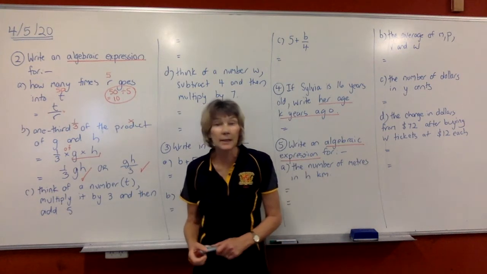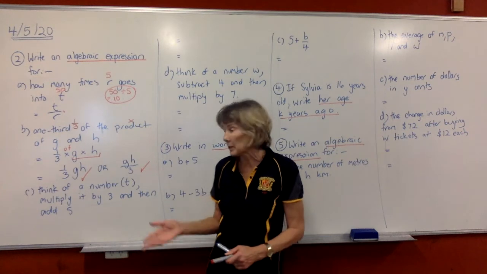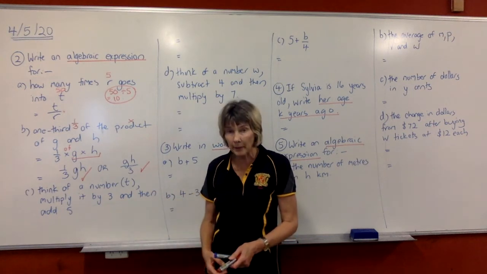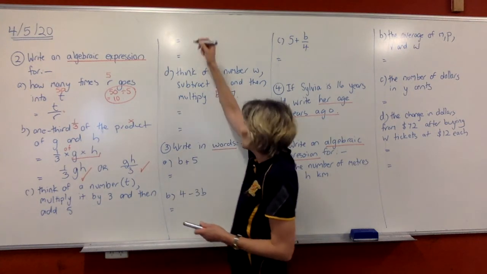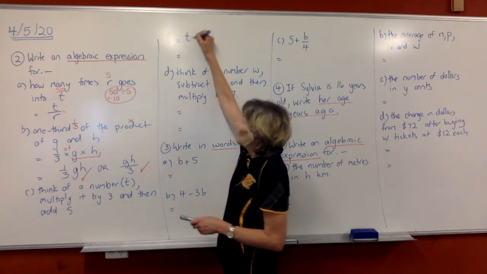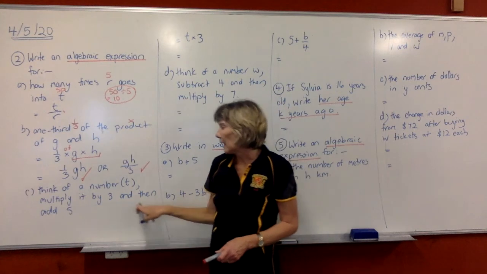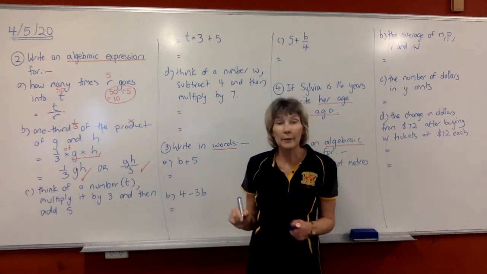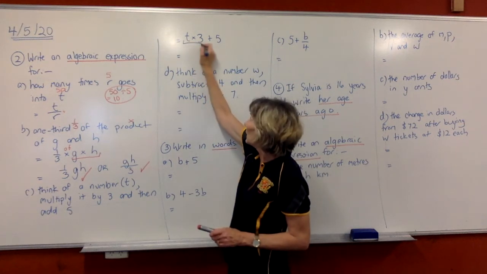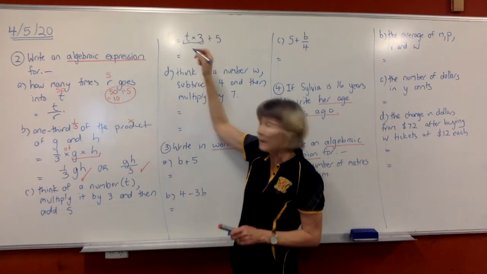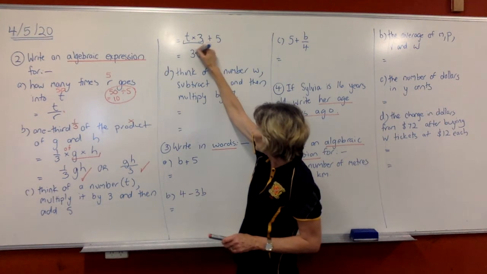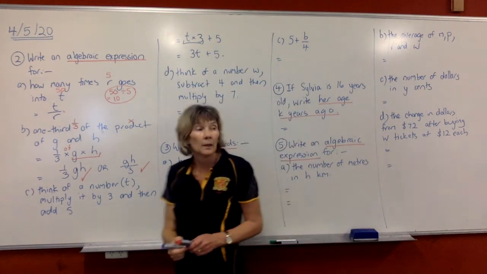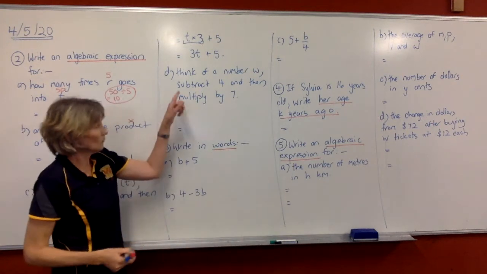Alright, the next one says, think of a number, and they're telling you that this number is going to be T this time. So we have T. We want to multiply it by 3. So we'll do this as we're going. So we've got T, we're going to multiply it by 3. Then we're going to add 5. Now if we write this simpler, we're going to take this bit and write it with the number first and leaving the times out. That'll be 3T plus 5. And that's your answer.